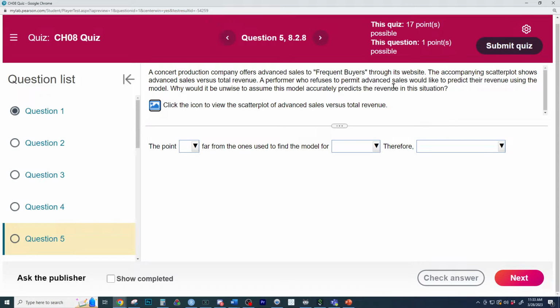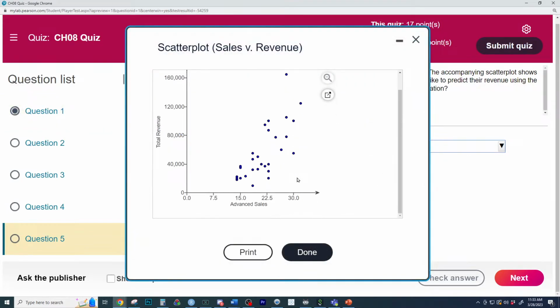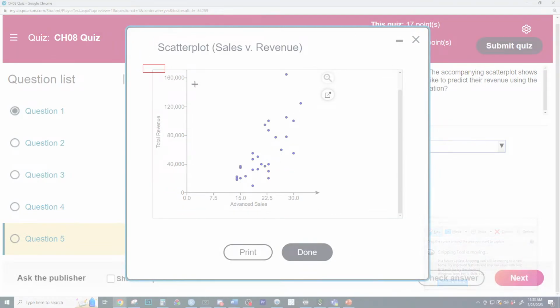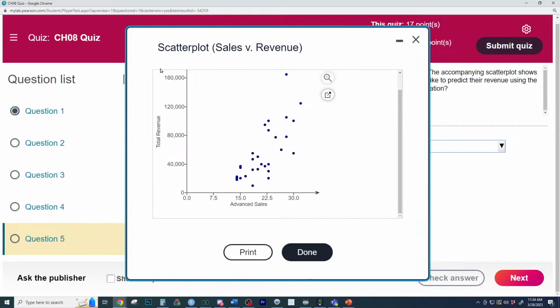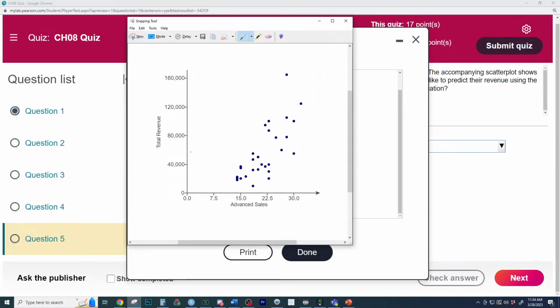A performer who refuses to permit advanced sales would like to predict their revenue. So what would be the problem with using this model? Yeah, this does point to it then. What would be the problem with using this model to predict the revenue for a performer who doesn't use advanced sales? So don't even look at their answers. This is a matter of what? What is the problem with this model?